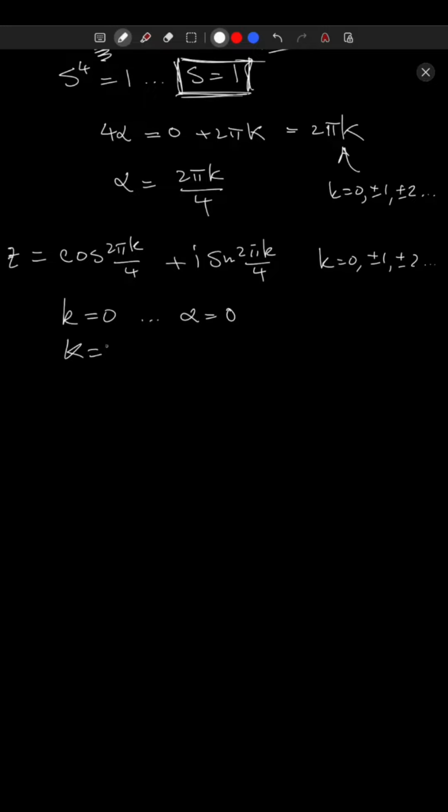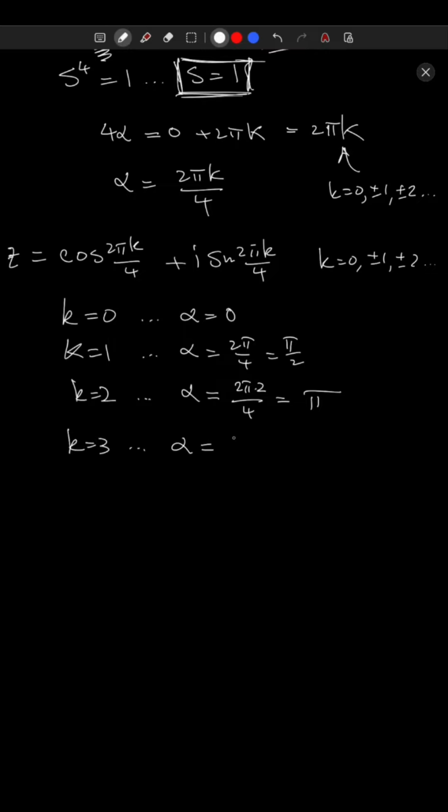K equals 1, alpha equals 2 pi over 4, which is pi over 2. K equals 2 gives me alpha equals 2 pi times 2 over 4, which is just pi. K equals 3 gives me alpha equals 2 pi times 3 over 4, which is 3 pi over 2. All right. And then now what's going to happen is k equals 4 gives me alpha equals 2 pi times 4 over 4, which is 2 pi.